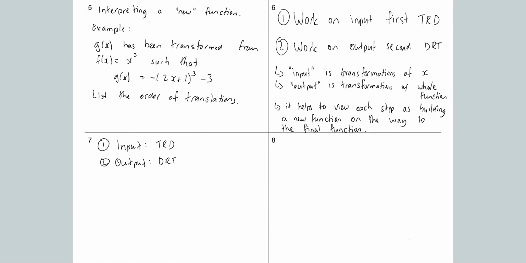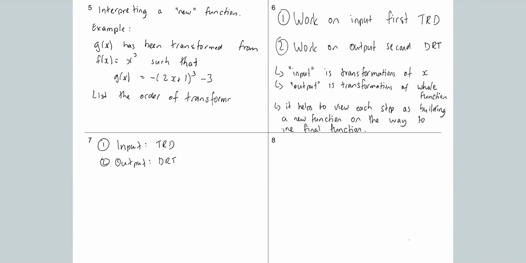Hello, this is part 4 in the series of videos dealing with transformations. And in this one, I'm going through an example where we've been given a transform function and we're required to list the order of transformations that get us there. I just realized I wrote the word translations there, so I'll just change that now while I'm seeing it.